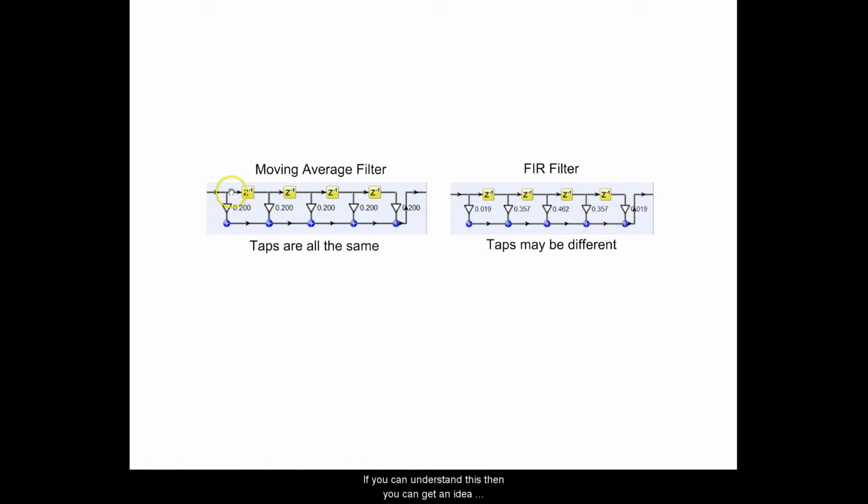If you can understand this, then you can get an idea what an FIR filter is. An FIR filter is identical to the moving average filter, but instead of all the tap strengths being the same, they can be different. The next section will introduce you to finite impulse response, or FIR filters. By varying the tap strengths, we can create close to any frequency response that we want.